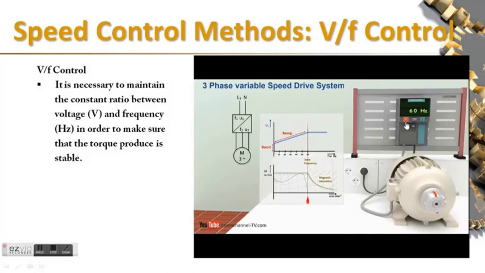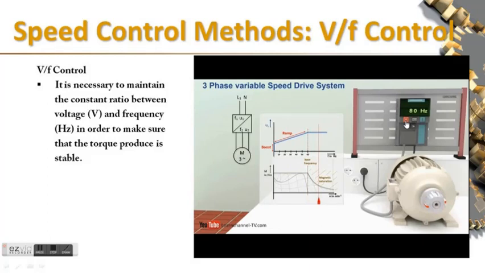If the voltage frequency is increased, the motor rotates at higher speed, but due to the decrease in magnetic field, the torque produced is very little. Therefore, it is necessary to maintain a constant ratio between voltage and frequency, in order to make sure that the torque produced is stable regardless of frequency.